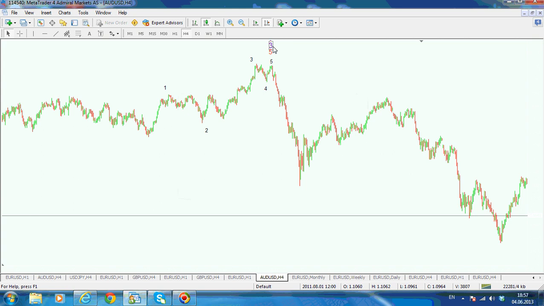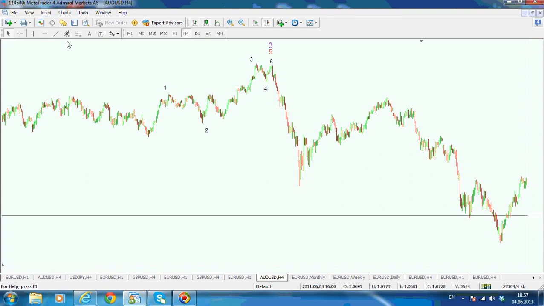Something like this. So it doesn't necessarily mean that when you have a 1, 2, 3, 4, 5 sequence to the upside or to the downside, but the examples here are all being made to the upside. So it doesn't necessarily mean that when you have a sequence of 5 waves like this, it needs to be corrected with 3 waves. I mean, it is not mandatory to be corrected with 3 waves.